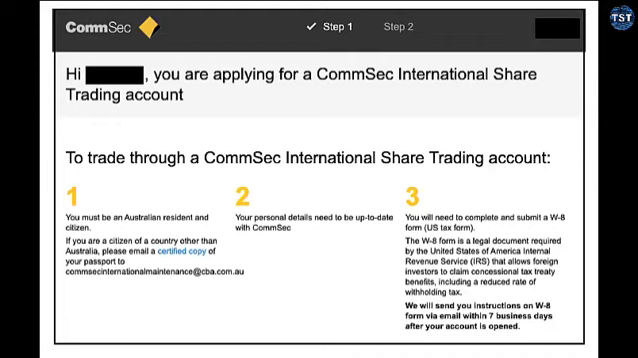which includes proof that you are an Australian citizen or resident, and to complete and submit an American W-8 tax form.